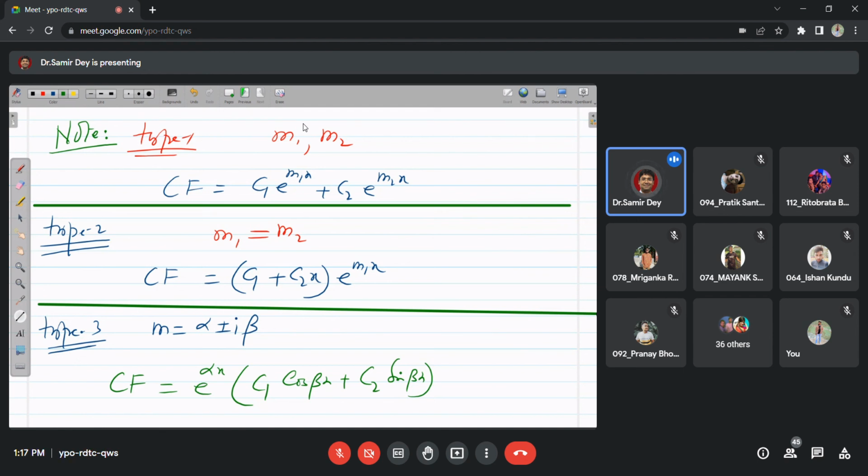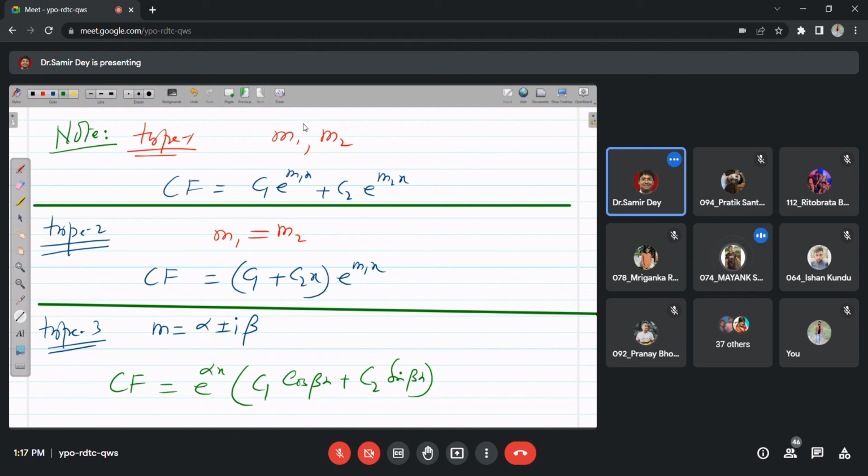If M1 and M2 are equal, then you should write (C1 plus C2 x) e to the power M1x. If M1 and M2 are different, then your CF will be C1 e to the power M1x plus C2 e to the power M2x. In third, where your M becomes complex, alpha plus minus i beta, in that case your CF will be e to the power alpha x (C1 cos beta x plus C2 sin beta x).